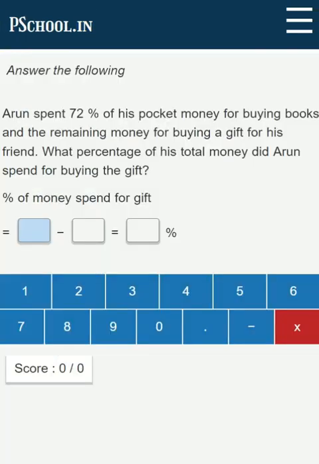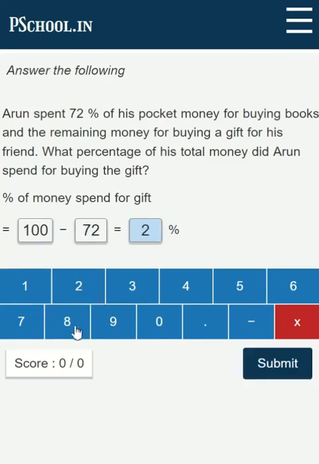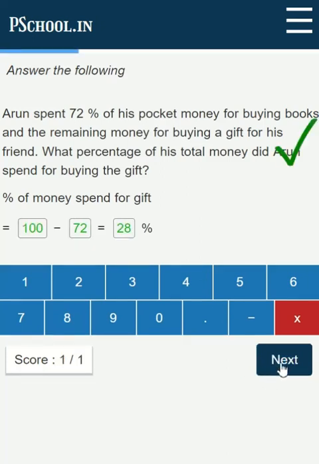Let us solve some word problems. Arun spent 72% of his pocket money for buying books and the remaining money for buying a gift for his friend. What percentage of his total money did Arun spend for buying the gift? So percentage of money spent for gift. So we need to subtract 72 from 100. 100 minus 72.